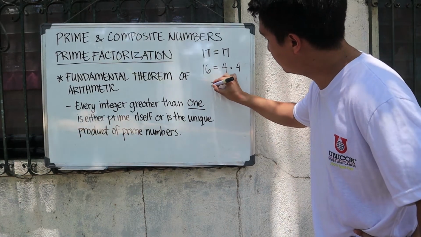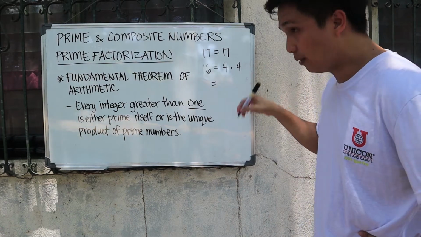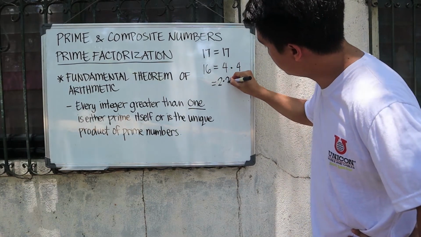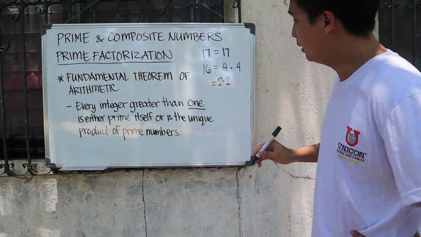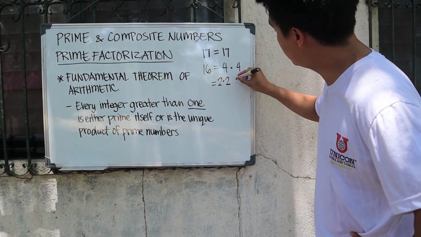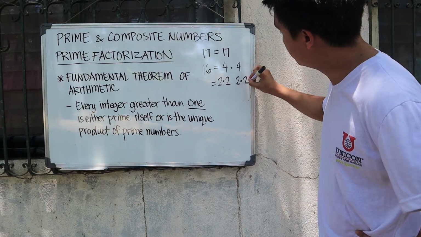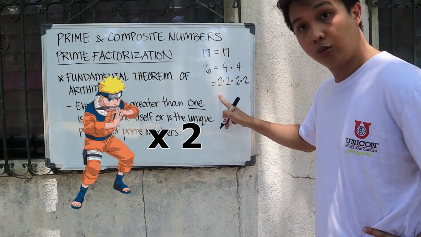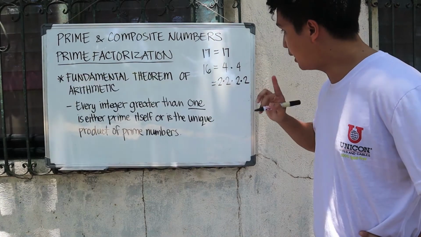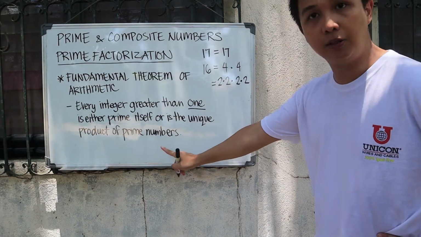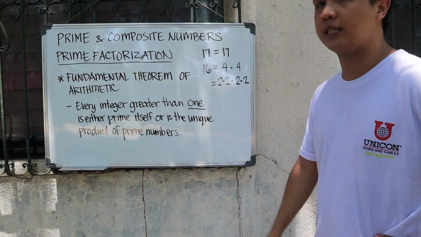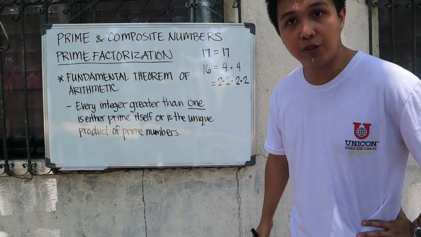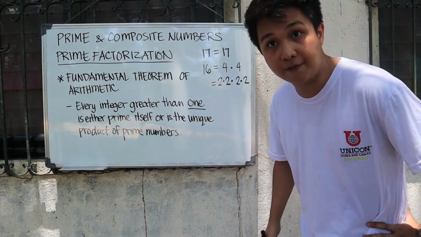16 is equal to, what's 4 in terms of prime numbers? That is 2 times 2. And what about 4? Well, that's also 2 times 2. And then you're multiplying them together, meaning 16 is 2 times 2 times 2 times 2. You can express 16 using only prime numbers. And that is the fundamental theorem of arithmetic. We are now going to proceed to the techniques of prime factorization.